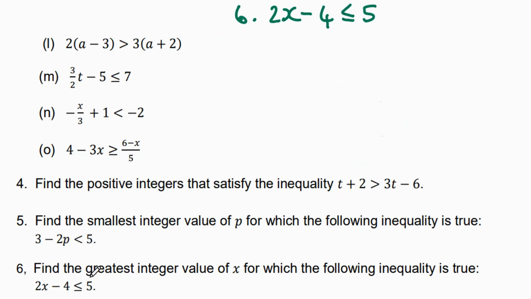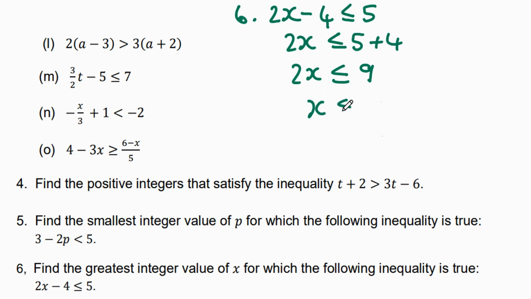Then in number 6 it says, find the greatest integer value of x for which the following inequality is true. So this inequality, we can first solve the inequality. So we can take the negative 4 to the right hand side and it becomes positive 4. Now we can divide the 2 into the right hand side. And of course, x will be less than or equal to 4.5.